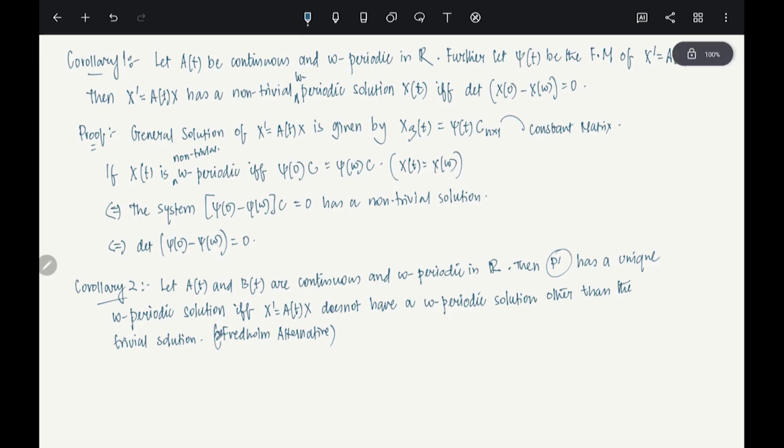Okay, so the proof, maybe I can do it on the next page. So proof. Let's say that phi of t is the fundamental matrix of the equation x prime equals A(t) times x. Is this okay? Now you remember, if this is the fundamental matrix, then by Duhamel's principle, we have proved this.